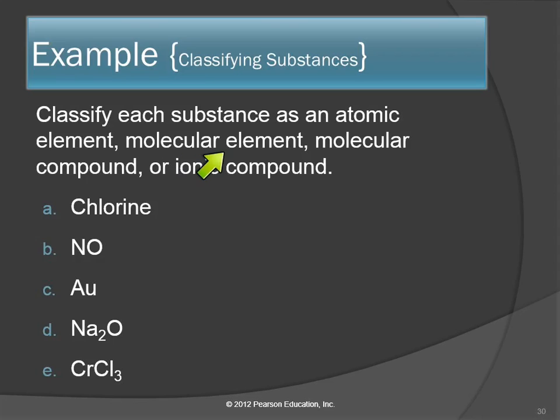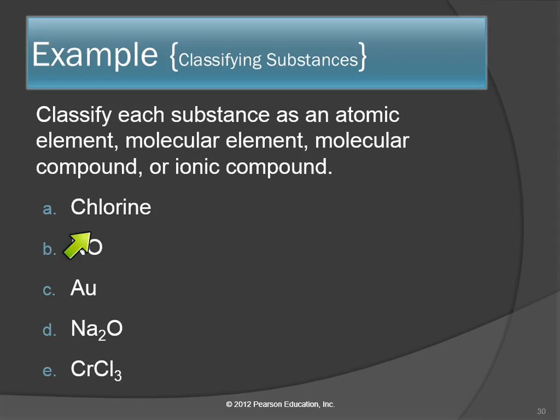A molecular element is going to be one of those 7 insecure ones. Horses need oats for clear brown eyes. The rest of them, for the purposes of this class, are atomic elements. Deciding between a molecular compound and an ionic compound: look and see, does it have a metal, a metallic element in it? If it has a metal in it, it's going to be ionic. If it's nonmetals only, it's molecular.